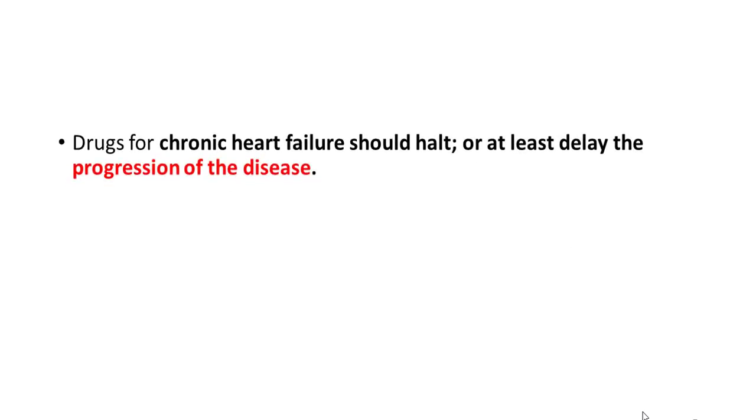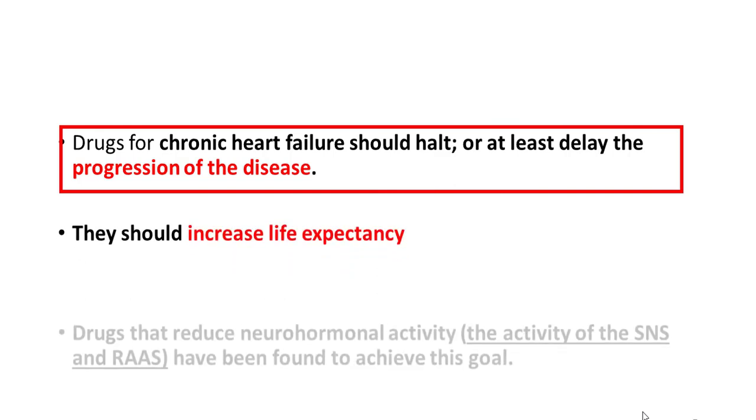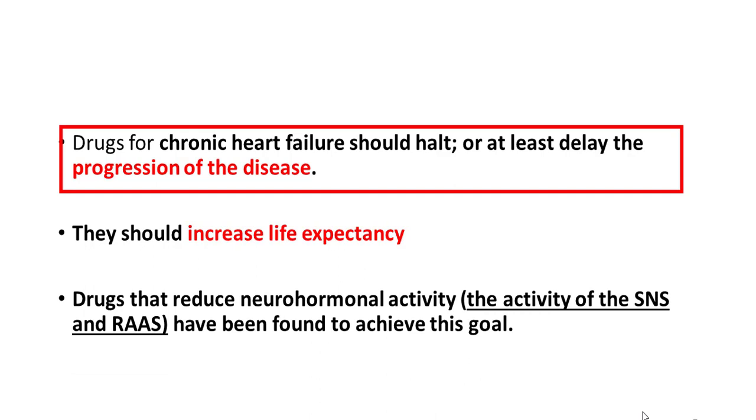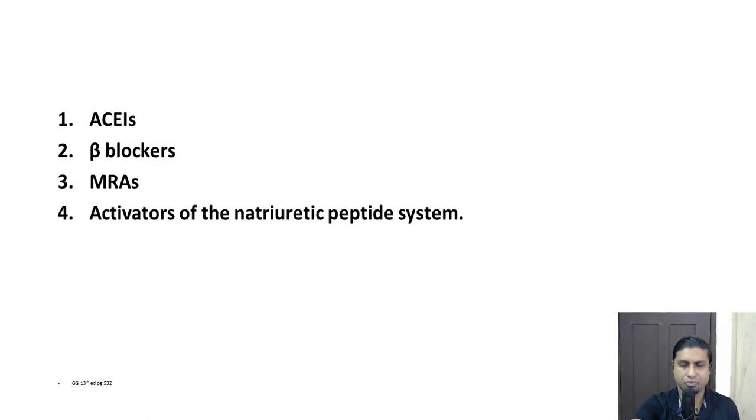Right. So, drugs for chronic heart failure should halt or at least delay the progression of the disease. They should increase life expectancy. And it has been found that drugs that reduce neurohormonal activity, namely the activity of the SNS and the RAS, have been found to achieve this goal. Now, which exactly are the drugs that we are talking about? They would include the ACE inhibitors, the beta blockers, the mineralocorticoid receptor antagonists, and the activators of the natriuretic peptide system. We will discuss that in detail in the subsequent discussions.